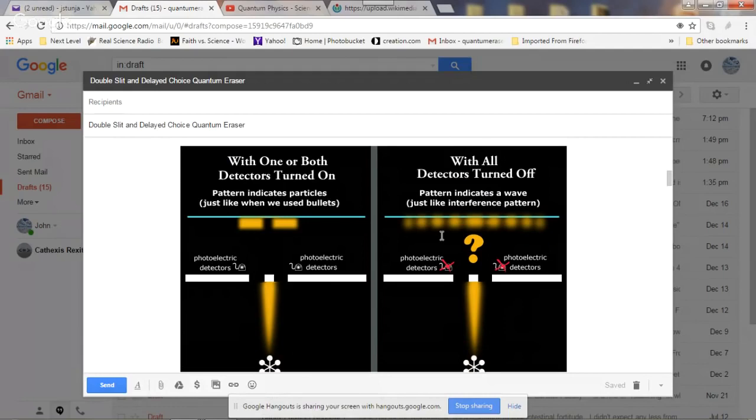They said, okay, let's put detectors at these slits right here. So they put photon detectors here. And guess what happened? The pattern changed. And they said, wait a second. How can just observing or knowing which path they went through change the overall pattern? So they were pretty stumped by all this.